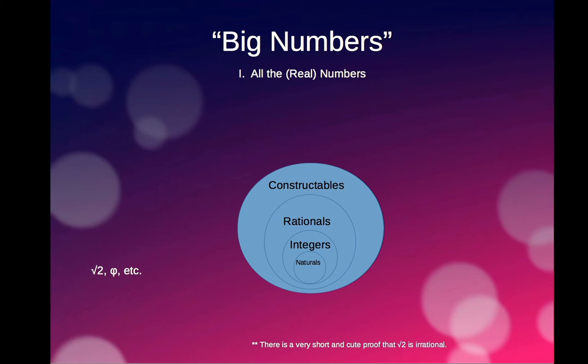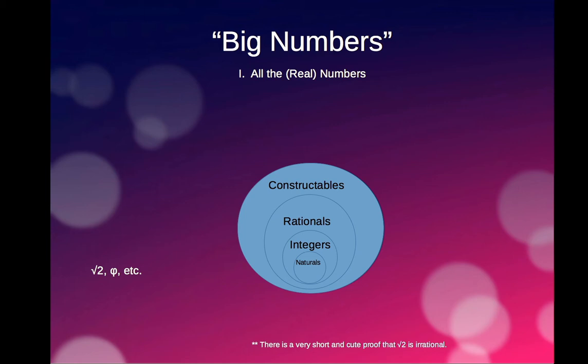The proof that the square root of 2 is irrational is very cute. Constructible numbers include rational numbers, but constructible numbers don't have to be rational. Both phi and root 2 are not rational. That is to say, they can't be written as a ratio of two integers. And the proof that the square root of 2 can't be written as a ratio of two integers is really short, and that's what makes it kind of cute.